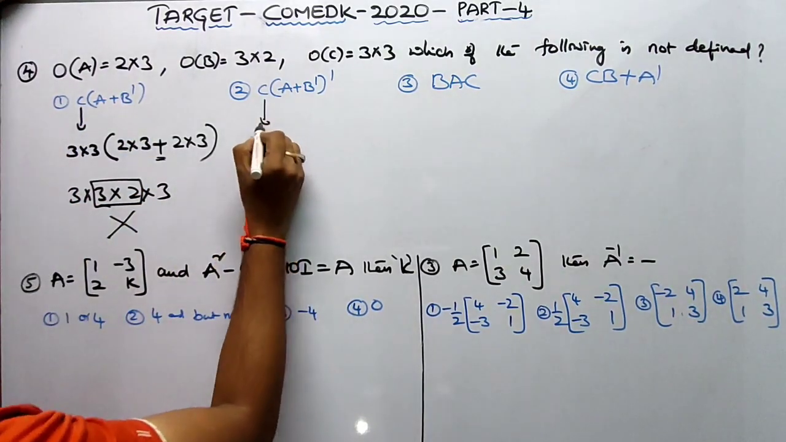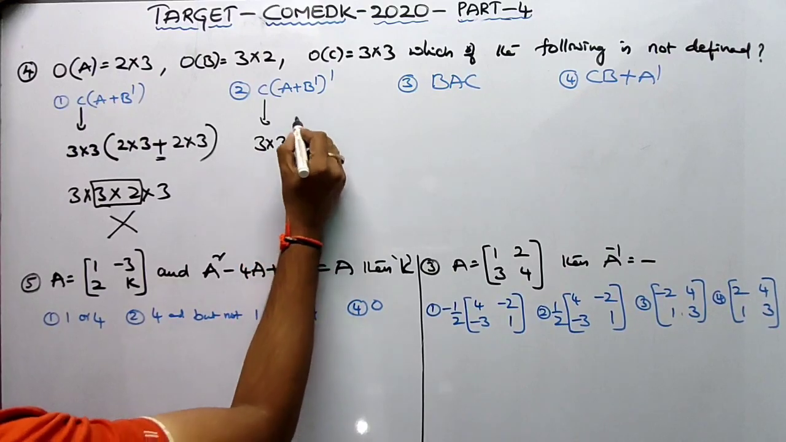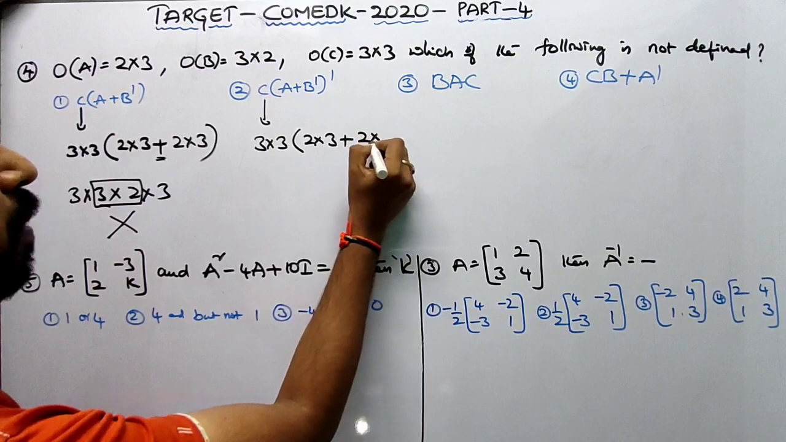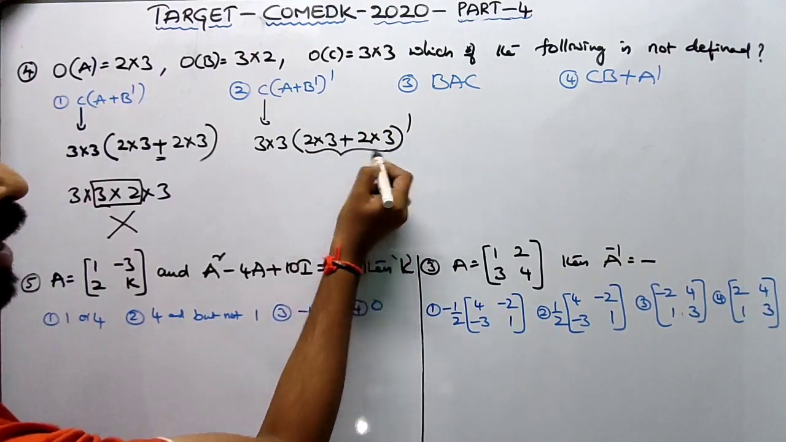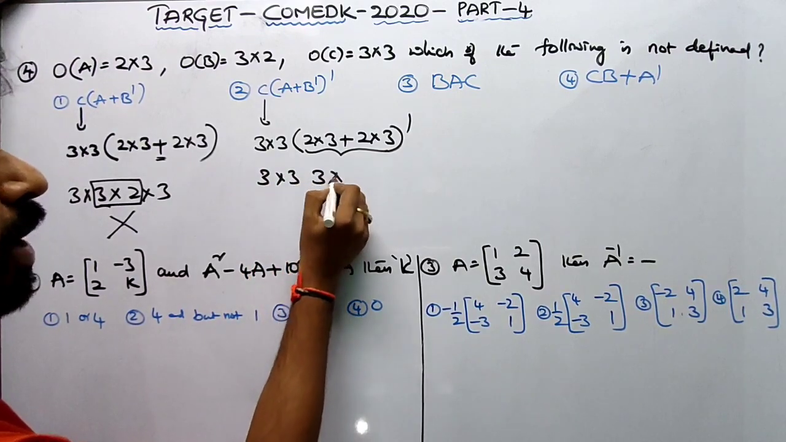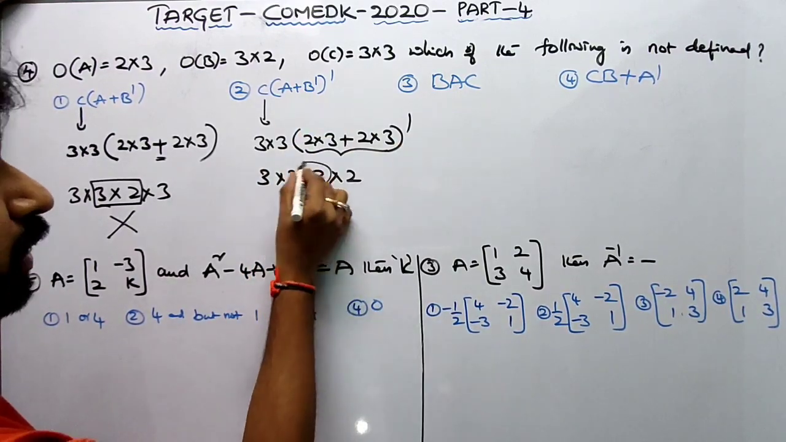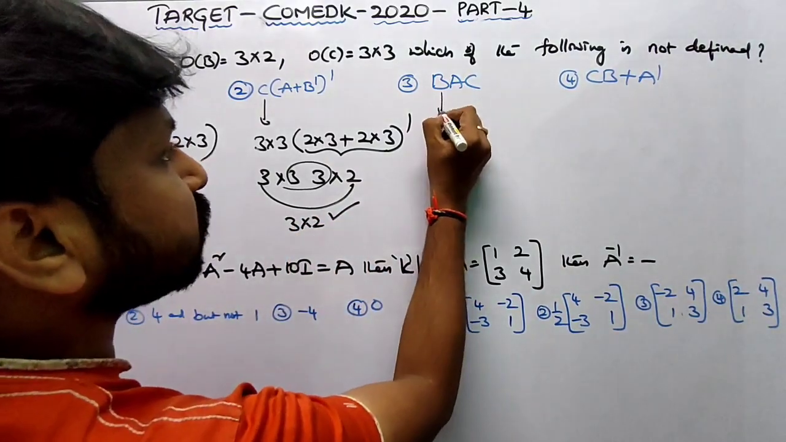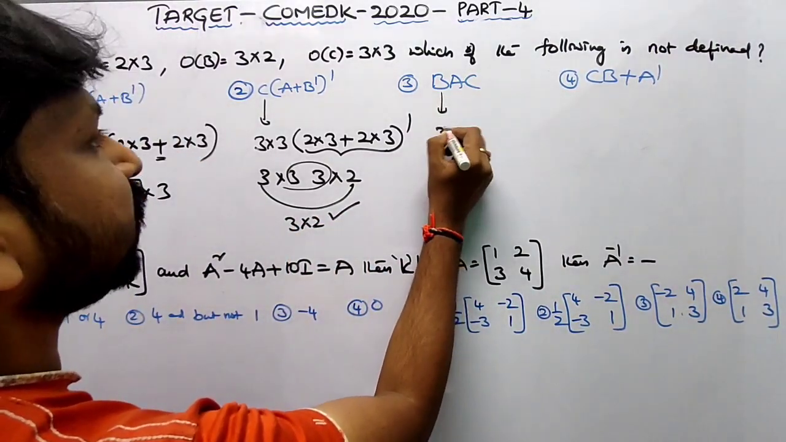Coming to next, friends. C is nothing but 3 by 3. And A is 2 by 3 plus B dash. B dash means 2 by 3, whole dash. 2 by 3 plus 2 by 3 gives 2 by 3 only. Whole dash means that is 3 by 2, it will be the opposite. So the resulting matrix is 3 by 2. It exists.